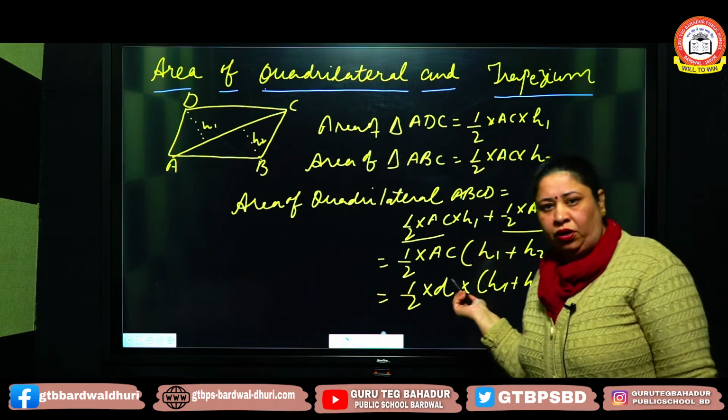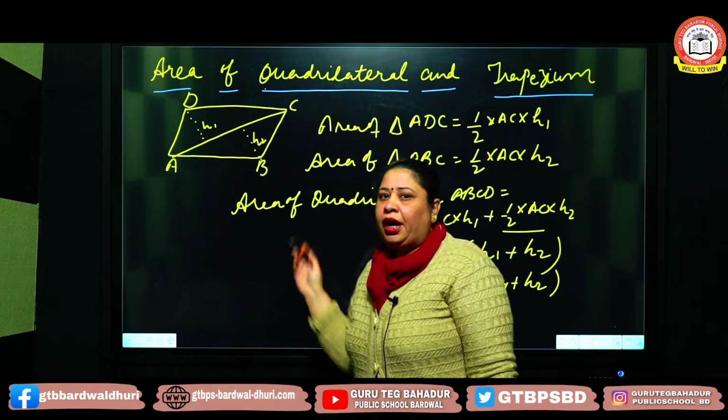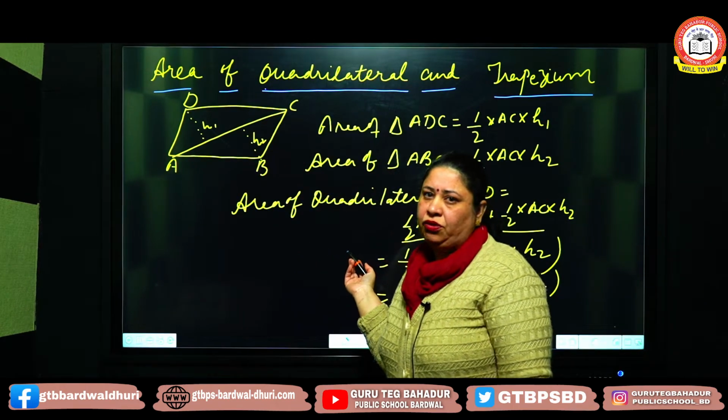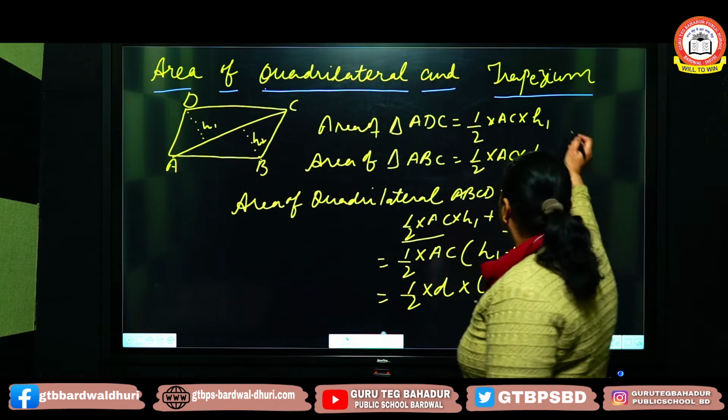Sometimes we forget this formula. So you can divide this quadrilateral into two triangles and find the area of this quadrilateral. So I will tell you with the help of one example.